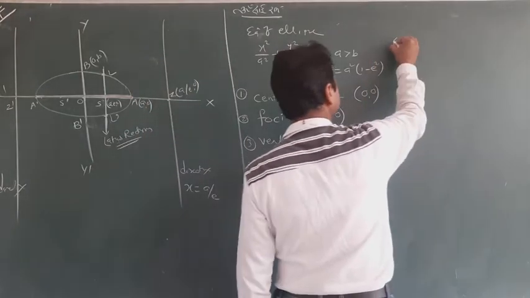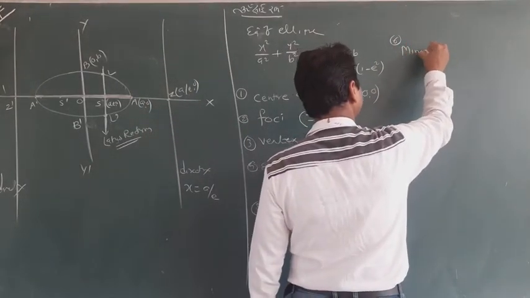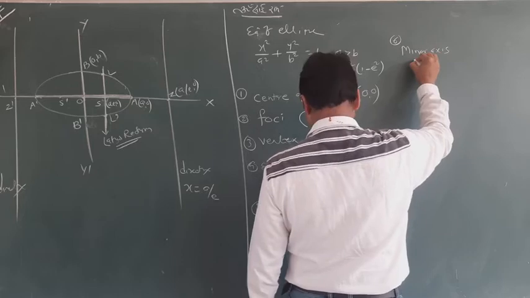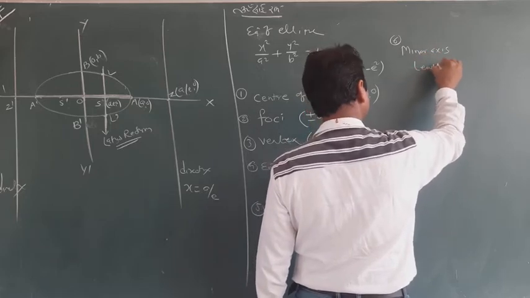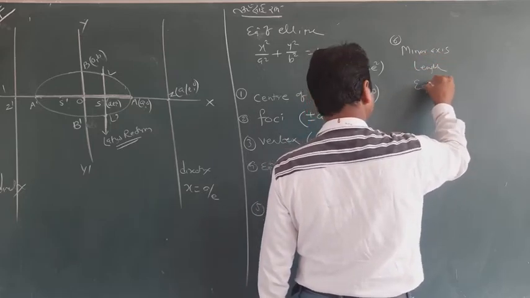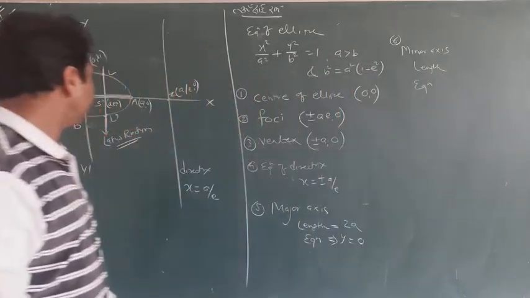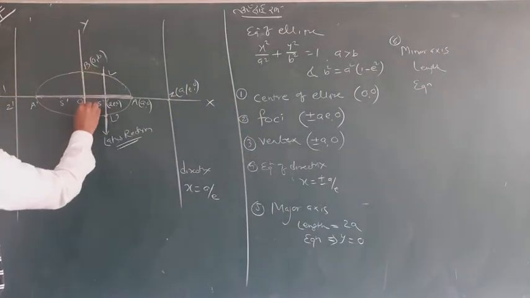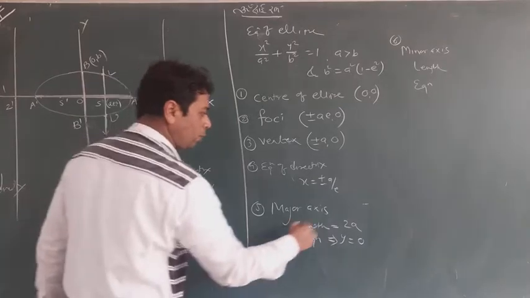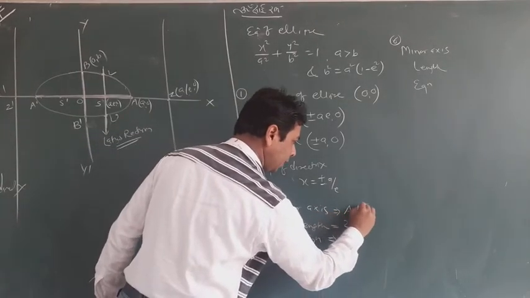Okay, now the sixth is the minor axis. I have a length and an equation. Look, the minor axis is B to B dash. If you get confused, I tell you: it is A to A dash for the major axis.